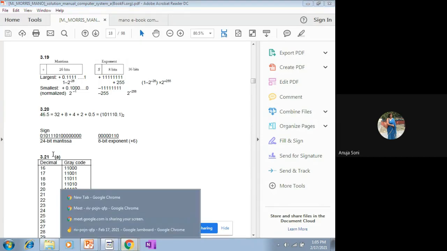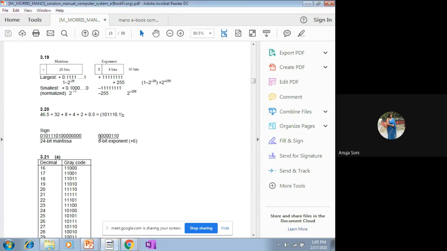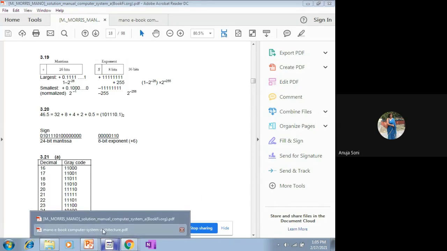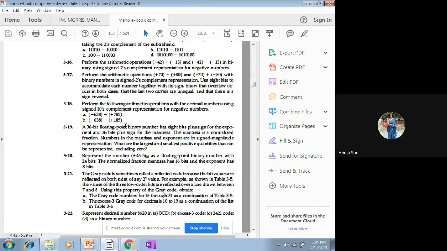It is beginning with 0. You can read out in the statement how it is given. Accordingly, you can make use of those number of bits to store the value of mantissa as well as the exponent. The normalized fraction mantissa has 16 bits and exponent has 8 bits. So this way you have to go, and a total of 24 bits are to be used. Now we come to the last question.